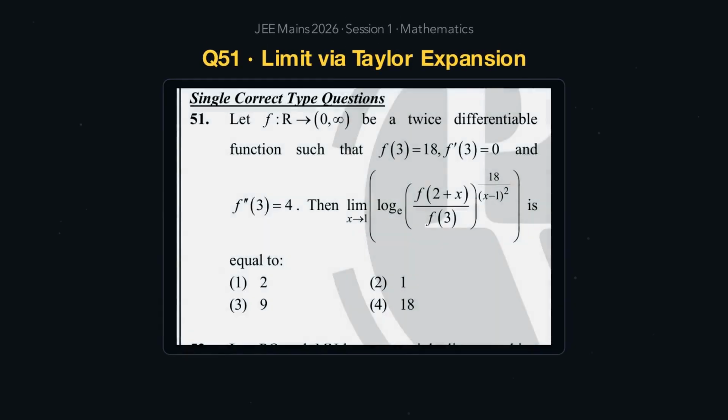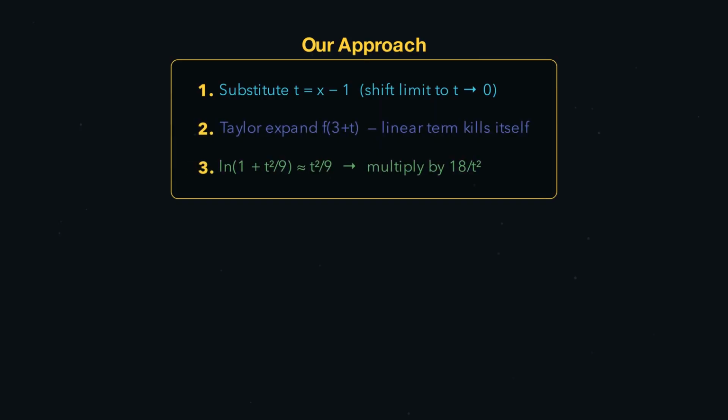This limit looks scary. A logarithm raised to an infinite power. But there's a beautiful trick hiding here. Here's our approach. First, we substitute t equals x minus 1 to shift the limit so t approaches 0, placing us right at the critical point x equals 3. Then we use a second-order Taylor expansion of f, exploiting the fact that the first derivative is 0 there. The key move is that the t-squared terms cancel perfectly.